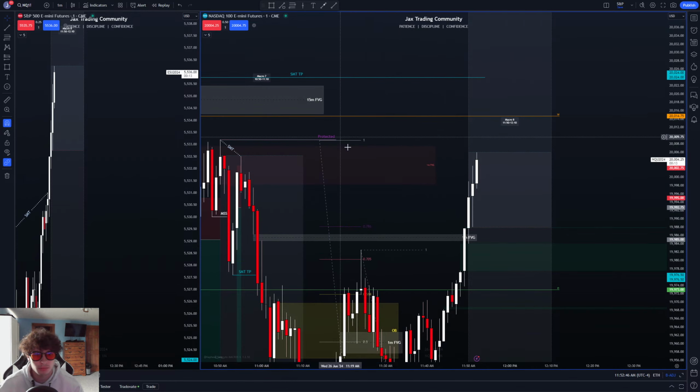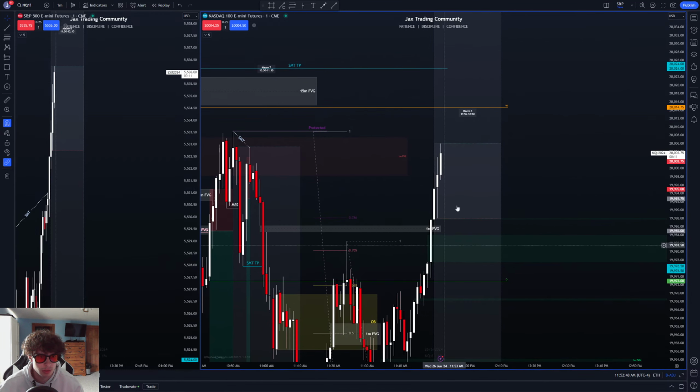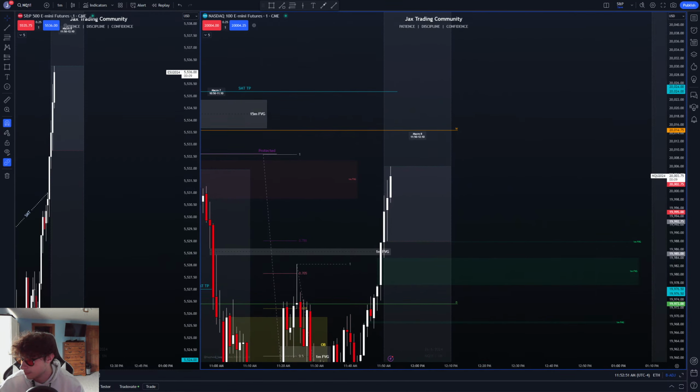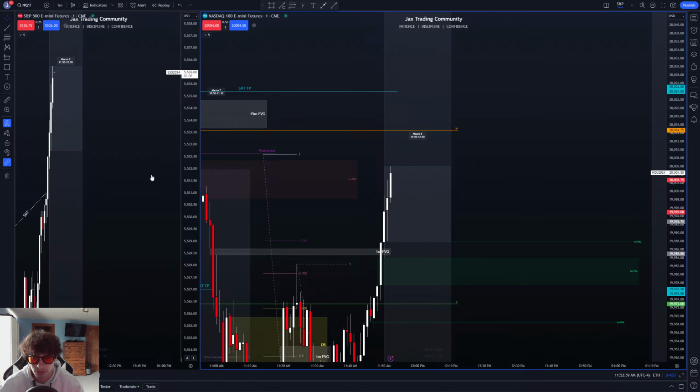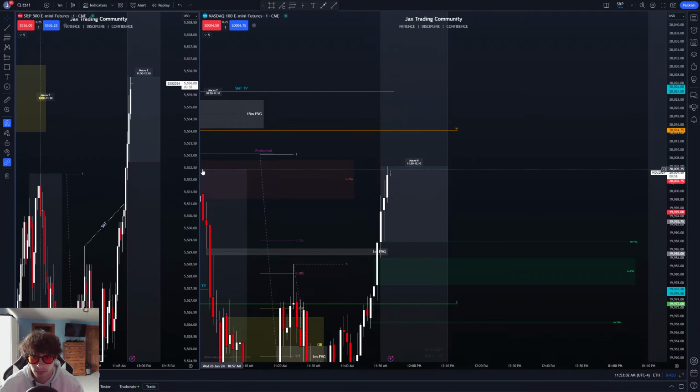Alright, so this SMT is now broken. So we're still just going higher. We don't have to sell off right here. We can still sell off somewhere over here, right? It just has to be any time during this macro. It could also be right after the macro.